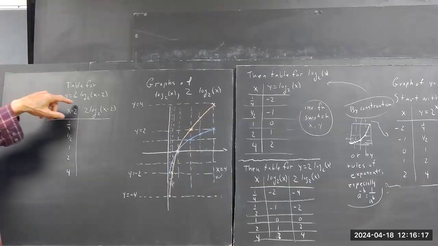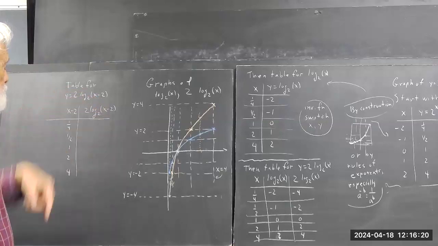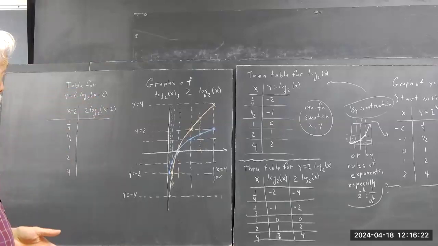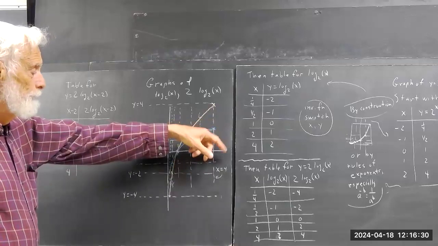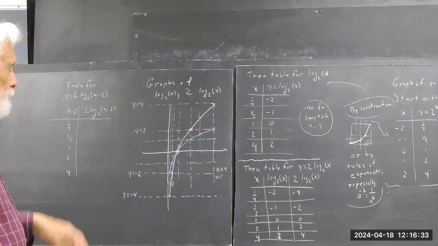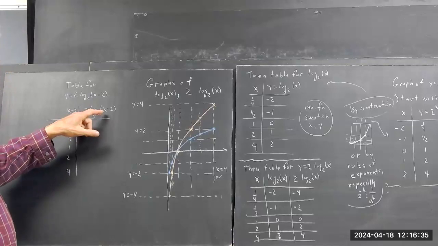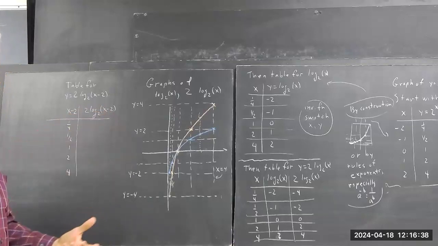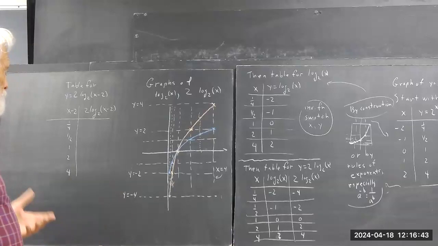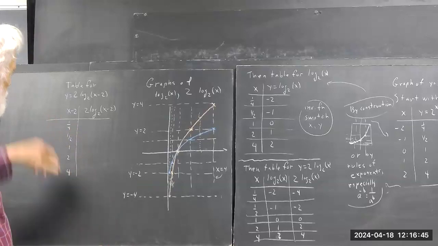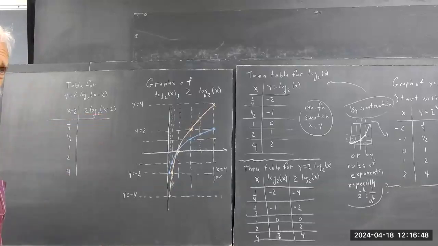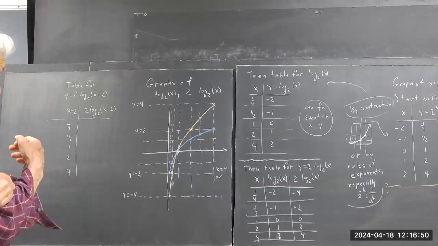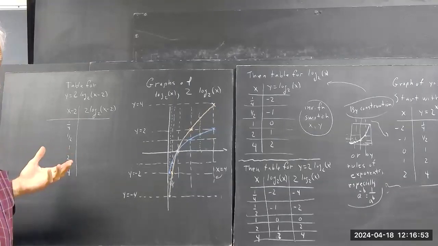Table 4. 2 log base 2 of x minus 2. Now it's a little bit trickier to do this. If we use x equals negative 2, one of the values that we like to use when we graph things, we get the log base 2 of negative 2 minus 2, which is negative 4, which doesn't even exist. So right away, we have a little bit of trouble figuring out what the x values ought to be if we're going to make this table. So we don't bother.